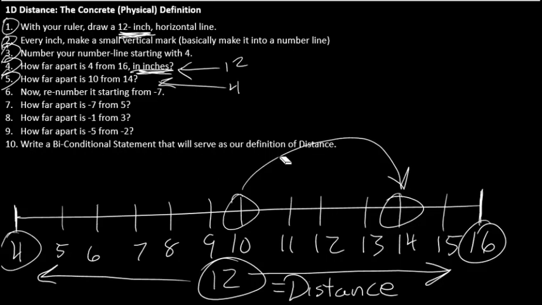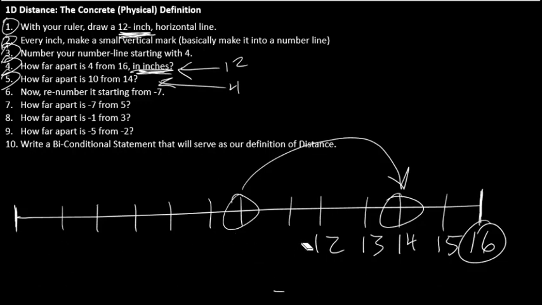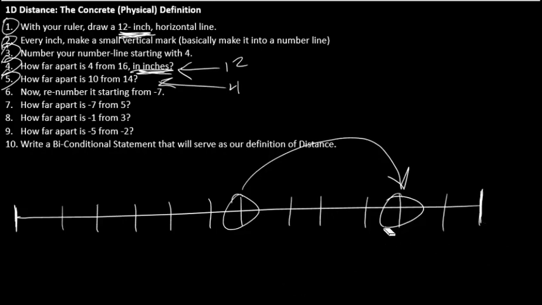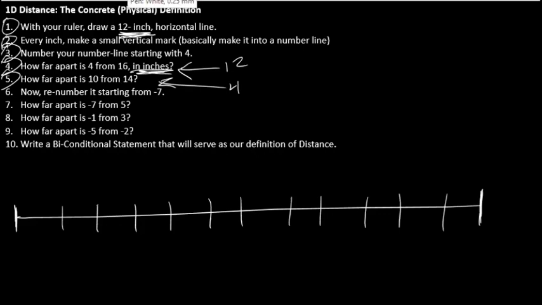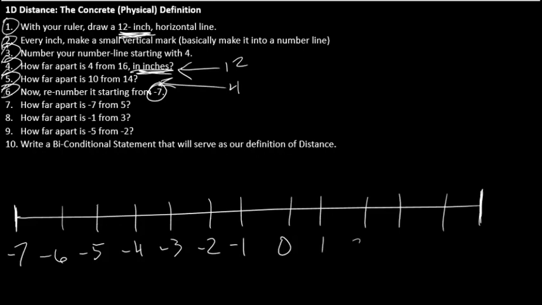All right, so now I'm asking you to renumber it. Erase all of this really quick. I'm asking you to renumber it starting from -7. So we're on number 6 now. So I'm at -7. All right. So remember, we're negative. We're counting back to 0. So -6, -5, -4, -3, -2, -1, 0, 1, 2, 3, 4, 5.